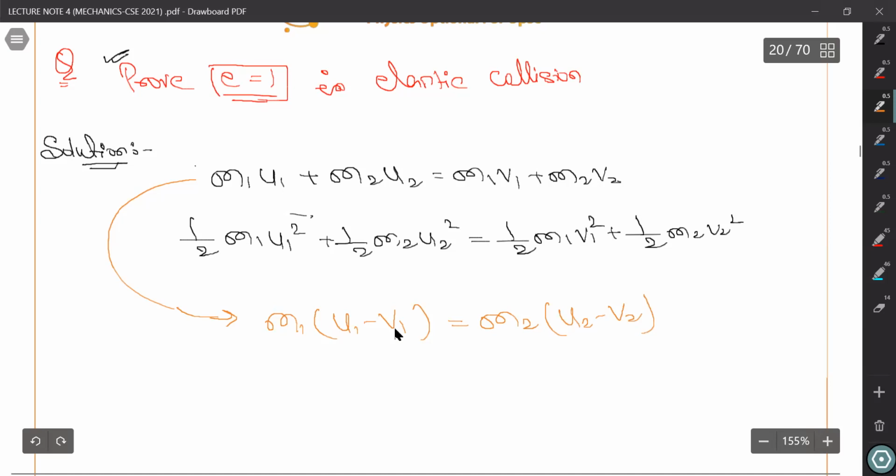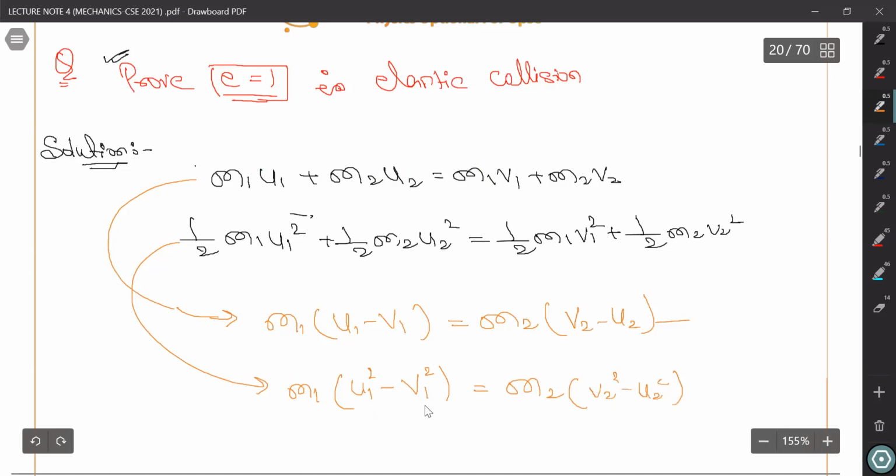Just we need to eliminate the m, and for this equation half will cancel out, and m1 will become u1 whole square minus v1 whole square is equal to m2... wait, this is wrong. M2, this will become v2 minus u2, I think. Yes, v2 minus u2, and this will become u1 minus v1, and u1 minus v1 whole square, and this becomes v2 minus u2 whole square.